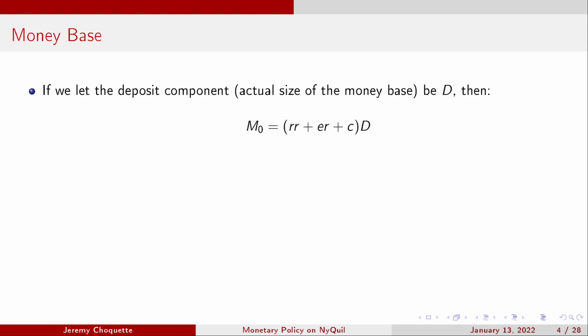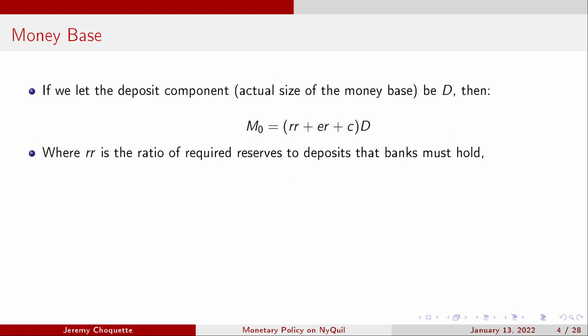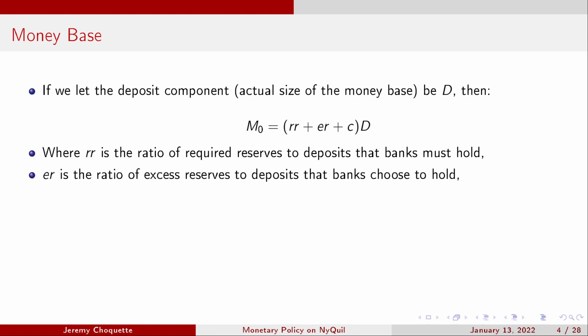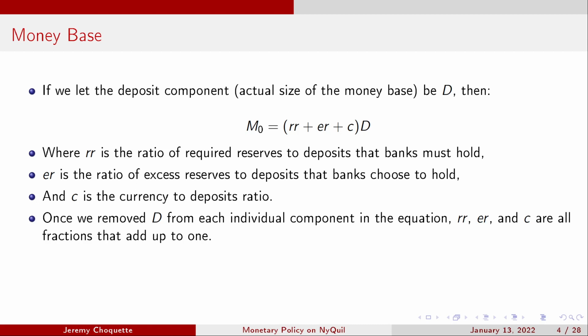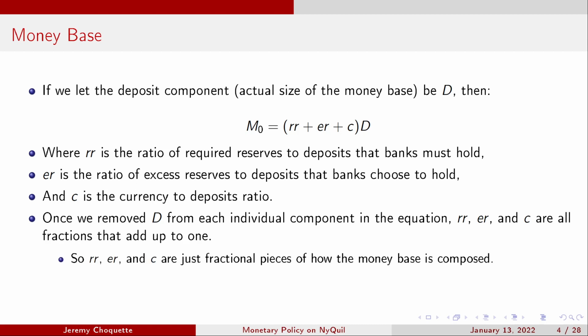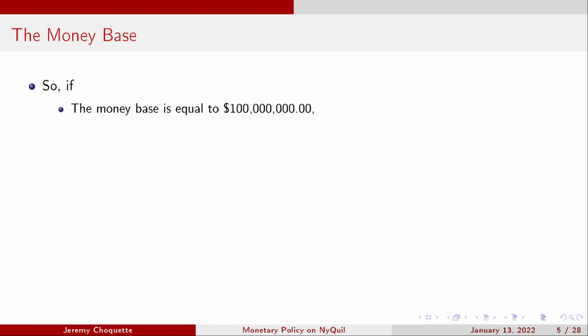But anyways, if we let the deposit component be this capital D, we've got the lowercase r being the ratio of required reserves to deposits that banks have to hold. ER is the ratio of excess reserves to deposits that banks choose to hold. And C is the currency to deposits ratio. Essentially, when we divide this whole thing out by capital D, we get these fractions of RR, ER, and C that add up to 1. So they're fractional pieces of how the money base is composed, and then D is just a scalar that's equal to the size of the money base.